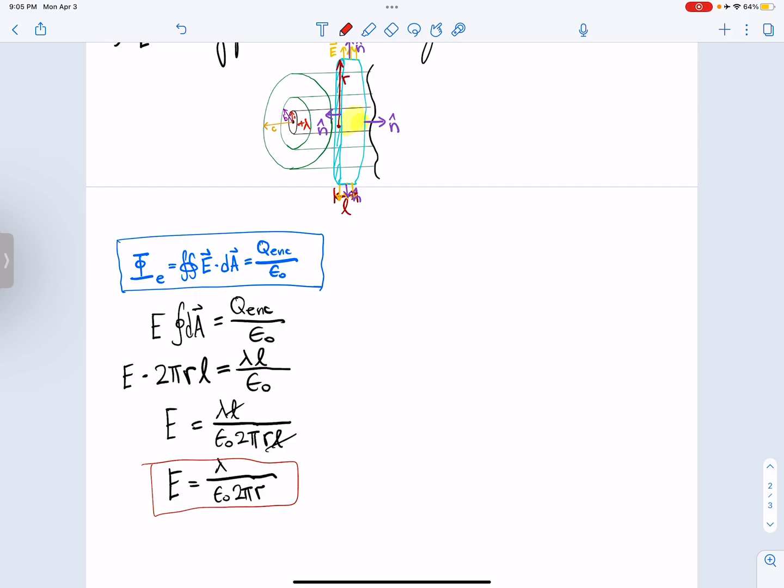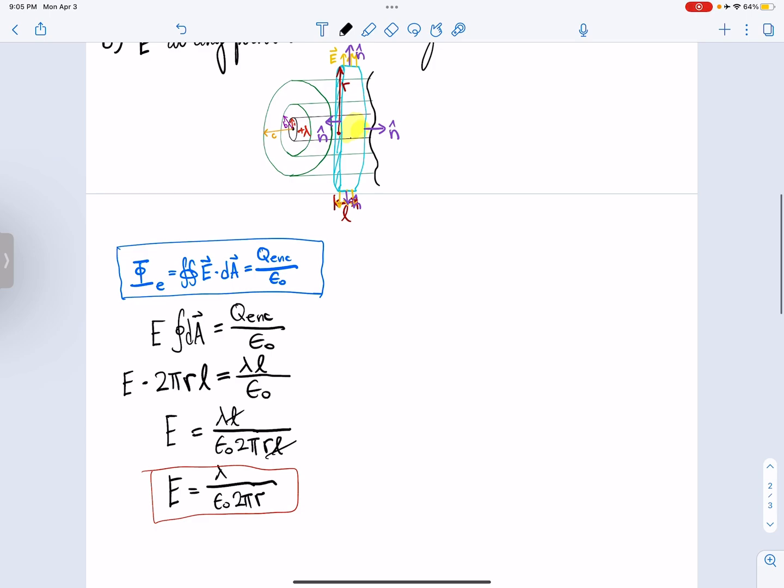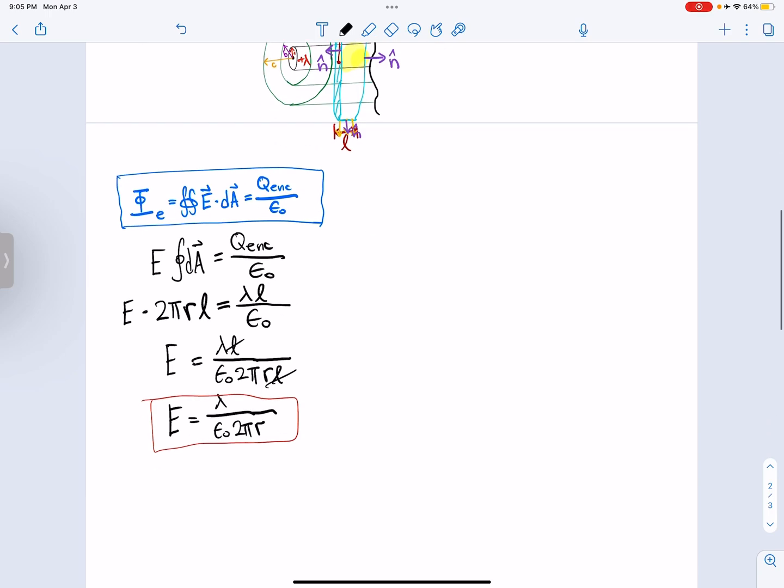Again, the electric field is going to point radially outwards, so out of the page or out of the screen, and into the screen, everywhere normal to this surface, because the inner cylinder has that positive charge. Okay, so now let's move on to part C.